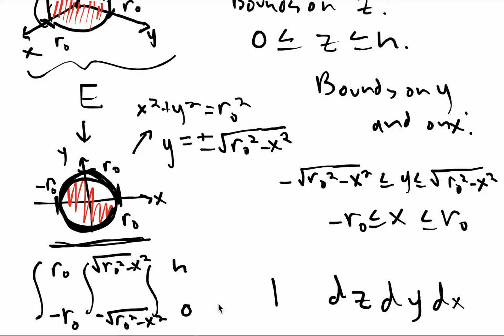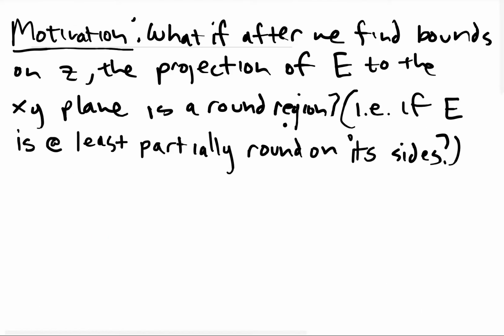Now, I did bring up polar integrals, but polar integrals were a way that we could fix double integrals, and this thing here is a triple integral, so what do we get to do, right? My big motivation for today: what if we find bounds on z, set up my integral, go to integrate this thing, and then when we're dealing with our projection region, what if it's round, like what we were dealing with in the polar integrals section? What that boils down to is asking, what if E is at least partially round?